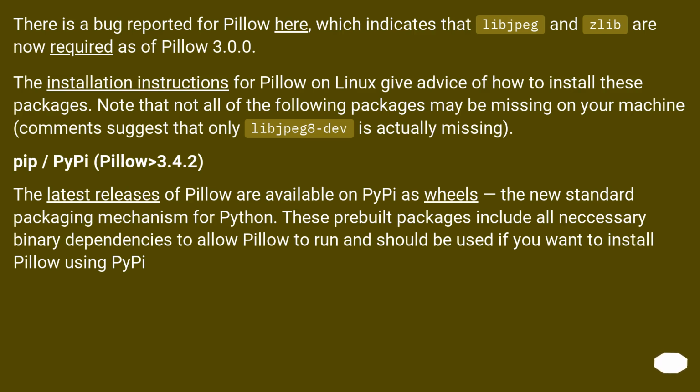3.4.2. The latest releases of Pillow are available on PyPI as Wheels, the new standard packaging mechanism for Python. These pre-built packages include all necessary binary dependencies to allow Pillow to run and should be used if you want to install Pillow using PyPI.